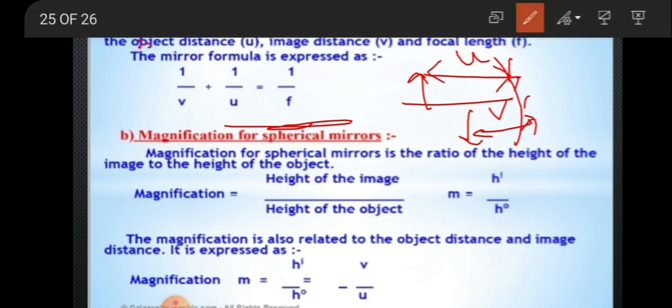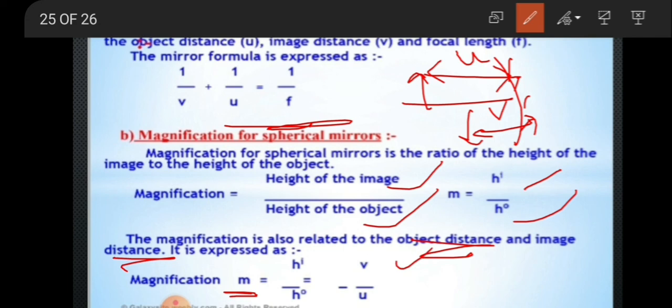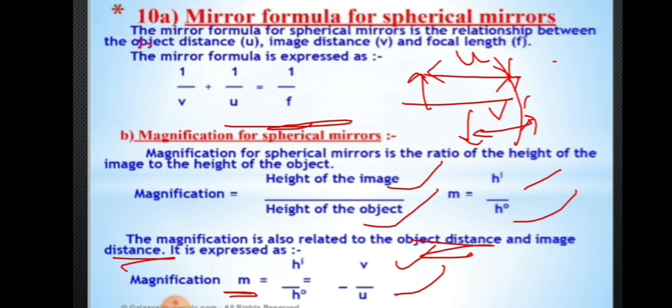Next is magnification. Magnification is the ratio of the height of the image to the height of the object. Magnification is equal to h' upon h0, where the height of the image is h' and the height of the object is h0. Magnification is also related to the object distance and image distance. Then magnification m is equal to minus v upon u. This is another formula to calculate the magnification.